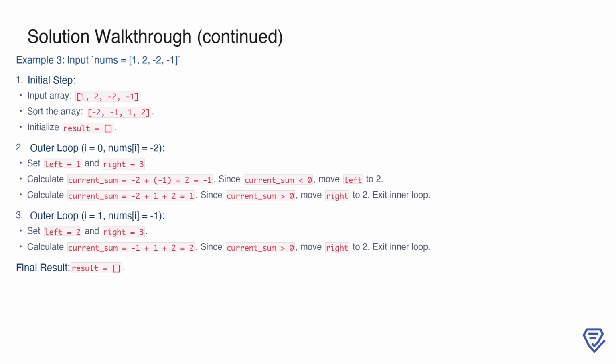Next, at index i equals 1 where nums[i] equals -1, we set left equals 2 and right equals 3. The sum of this triplet, current_sum equals -1 plus 1 plus 2 equals 2, is greater than 0, so we move the right pointer inward, and the inner loop exits again. After processing all indices, no valid triplets are found, and the final result for this example is result equals an empty array.